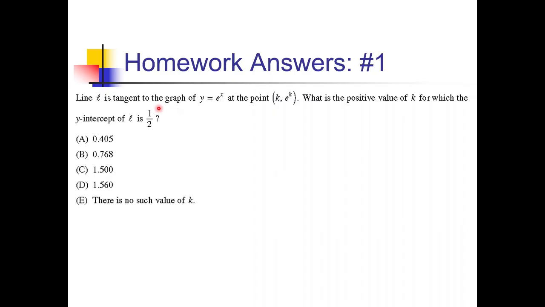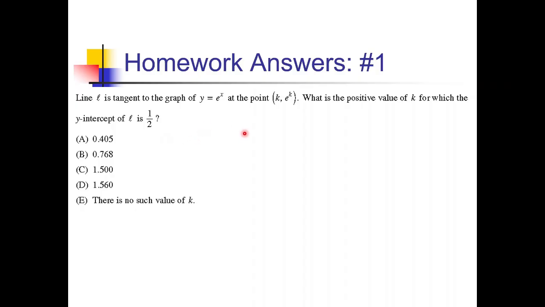For this problem, they're telling us line L is tangent to the graph of y equals e to the x at the point k comma e to the k, and they want a positive value of k for which the y-intercept of this tangent line is going to be 1/2. So we're going to do two things here. First off, we're going to try to write the equation of this tangent line, and we're going to have some k's kind of mixed in there. And then we're going to figure out what we need to plug in to make the y-intercept of that line come out to 1/2. So let's begin.